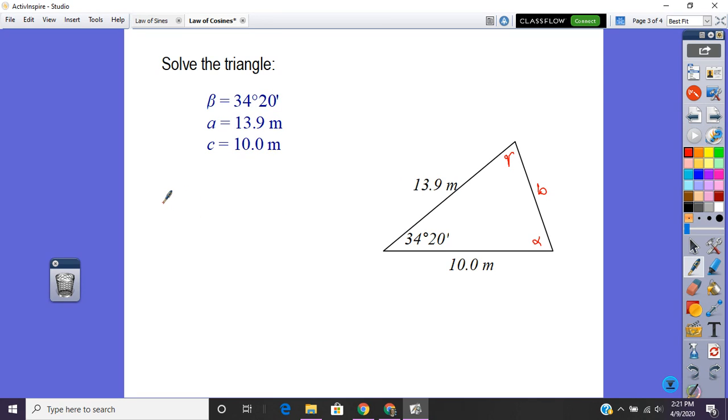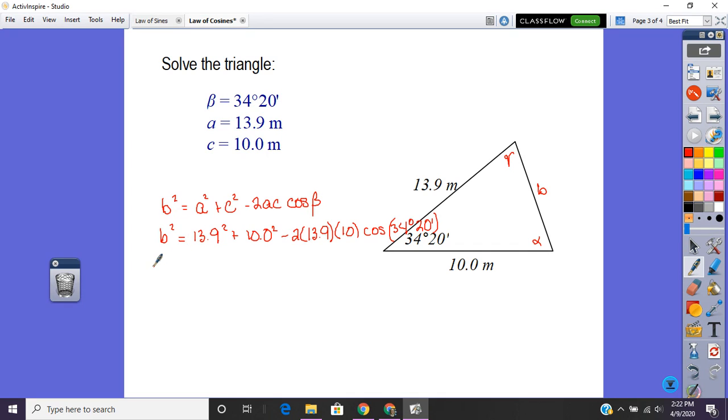So let's go through and set this up. So we've got B squared equals, because we don't know B, B squared equals, I'm just going to write the general formula here to start with. And then we're going to plug in our numbers. All right, once again, I don't know B squared, but I do know A squared is 13.9 squared plus 10.0 squared minus 2 times 13.9 times, I'm just going to write this as 10, and then cosine of 34 degrees, 20 minutes.